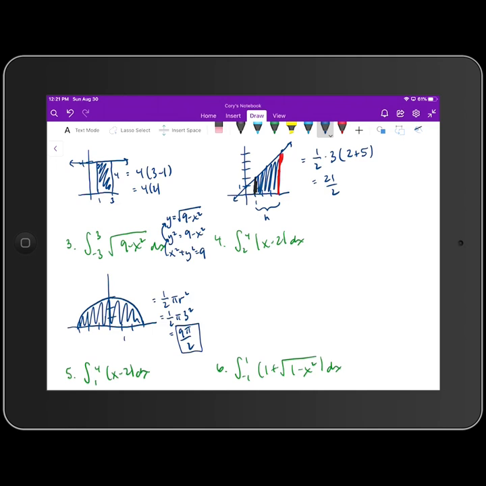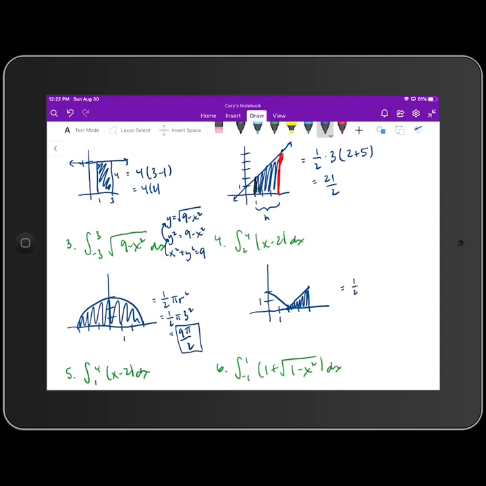Okay, for 4, you have the integral from 2 to 4 of the absolute value of x minus 2. Right, so the absolute value of x minus 2 is going to be the absolute value of x shifted 2 units to the right. Okay, so graphically this function is going to look like so. So if we want to take the integral from 2 to 4, that's just asking us to find this enclosed area right here, which is in the shape of a triangle.